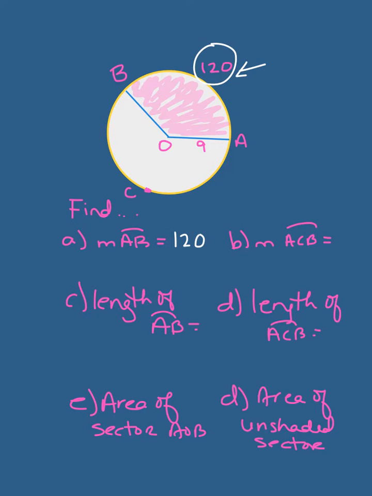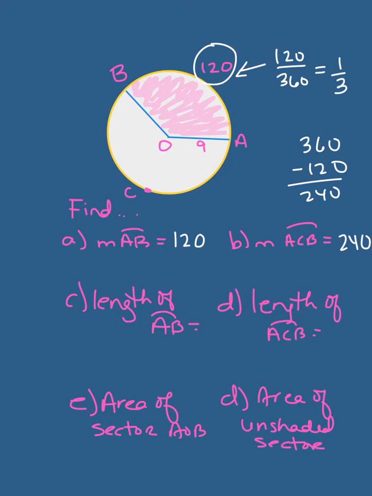The measure of arc ACB, so that's a major arc. So we're going to take 360 and we're going to minus 120. So that arc has a measurement of 240. Now when I'm looking at the length of arc AB, again, I have to figure out what percentage, what fraction. So that's 120 over 360, which gives me 1/3, so I'll use that fraction.